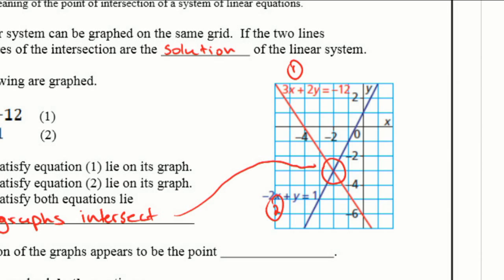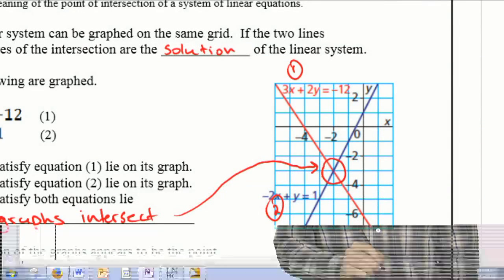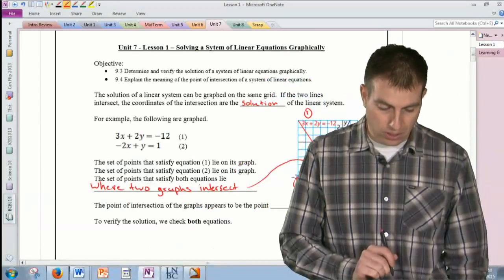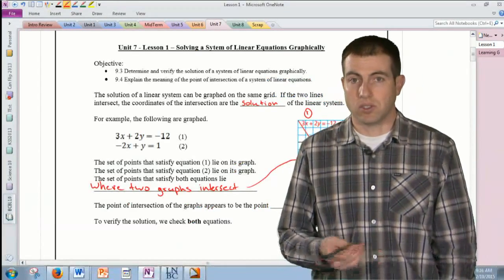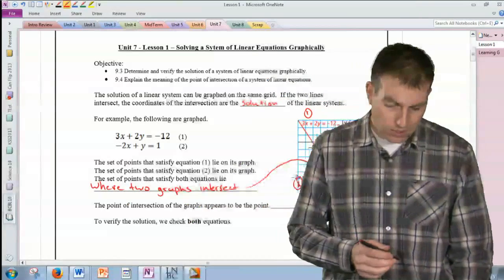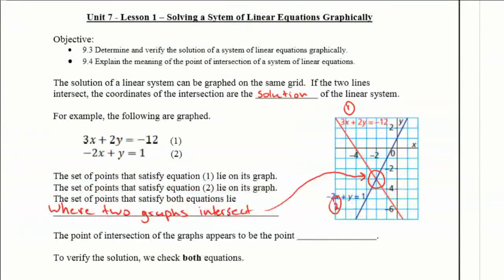So we make it sound like this big deal. Solution to a system of equations. It's just where the lines cross. And if we look really carefully there, we can identify that point with an ordered pair. So just an x and y coordinate. So let's see if we can figure out where these things are crossing.